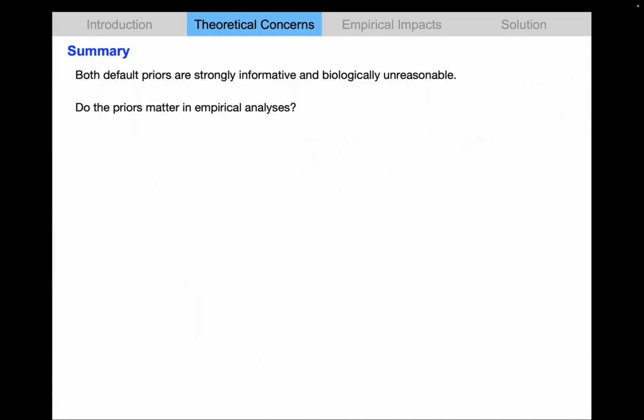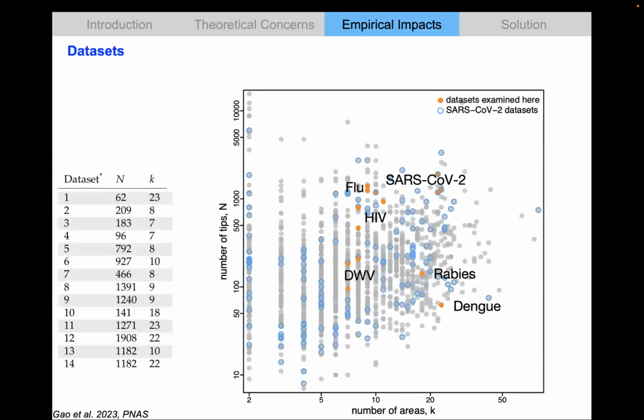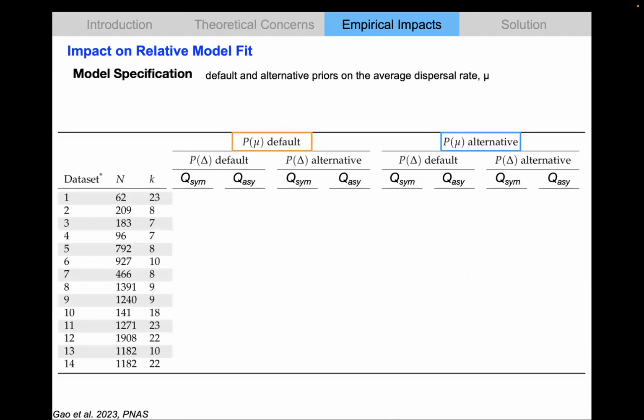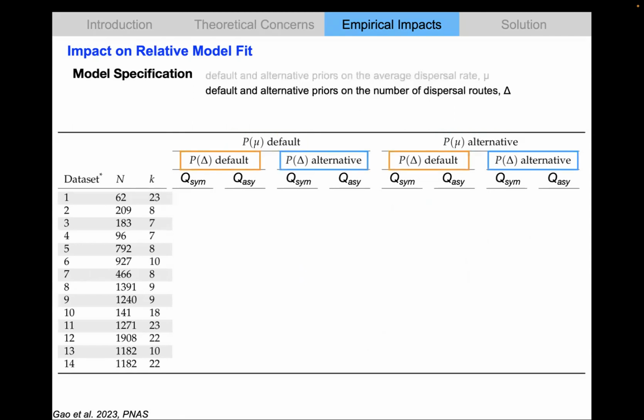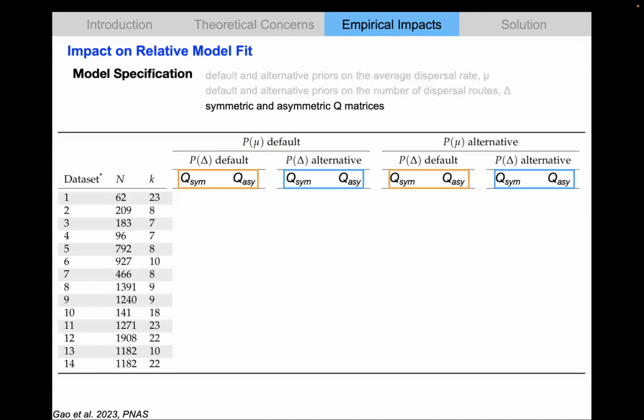So the default priors on both focal parameters are strongly informative and biologically unreasonable. But does that really matter? Let's look at their empirical impacts. Here we collected 14 datasets from 8 published studies, shown as the orange dots in the scatter plot, attempting to represent different variances as well as numbers of errors and numbers of tips. We analyzed each dataset under a suite of geographic models, including all combinations of default and alternative priors on the average dispersal rate mu, default and alternative priors on the number of dispersal routes delta, and whether the Q matrix is symmetric or asymmetric, resulting in these 8 model combinations.